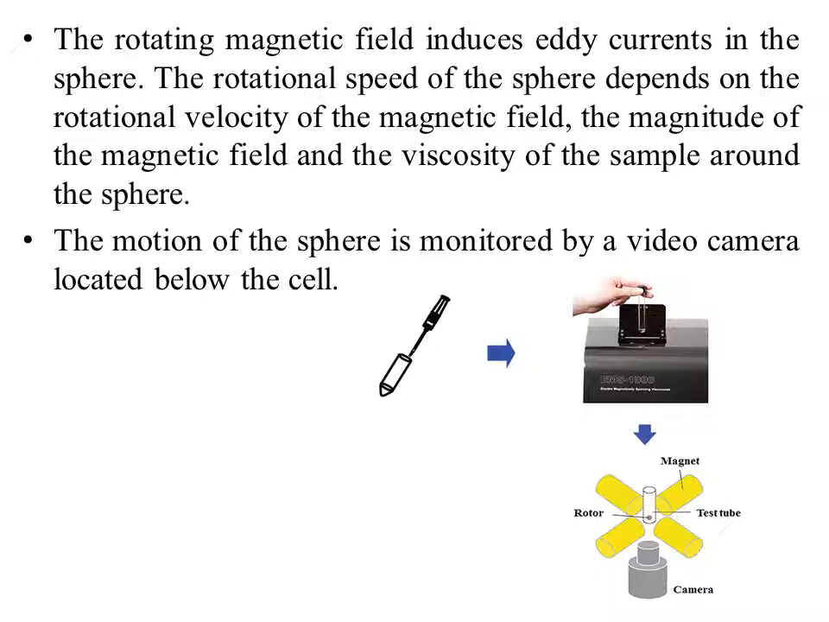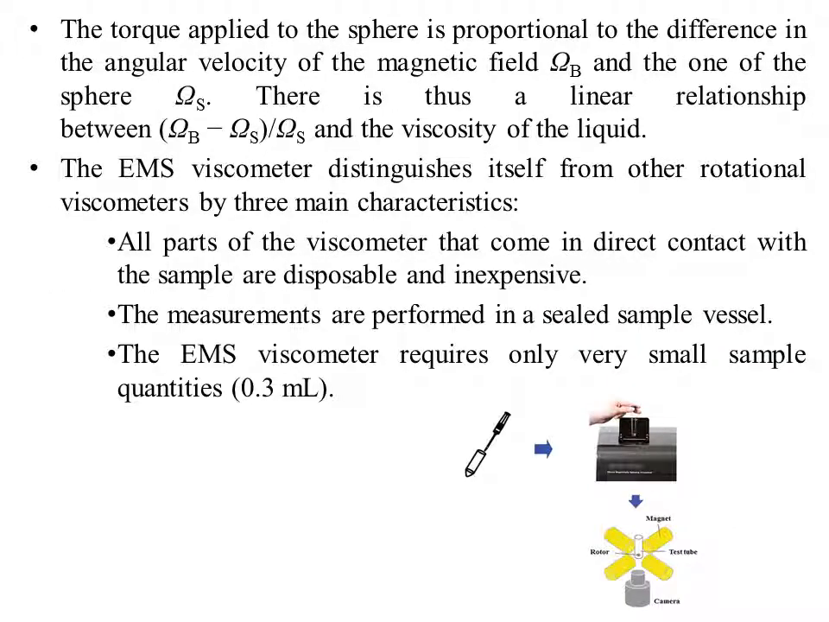The rotating magnetic field induces eddy currents in the sphere. The rotation of the sphere depends on the rotational velocity of the magnetic field, the magnitude of the magnetic field, and the viscosity of the sample around the sphere. So the viscosity will also be a factor which is controlling the rotation of the sphere. The motion of the sphere is monitored by a video camera located below the cell. So magnetic force will be applied and the sphere will be made to rotate, and the rotation depends on the viscosity also, and thus by measuring the rotation you can find out the viscosity.